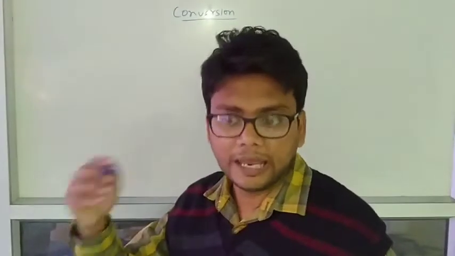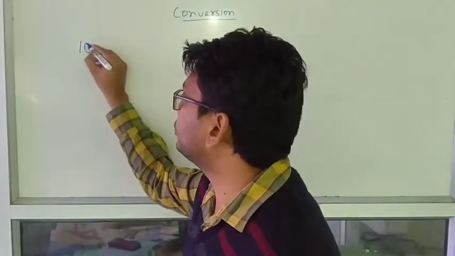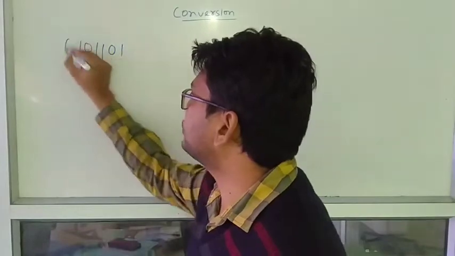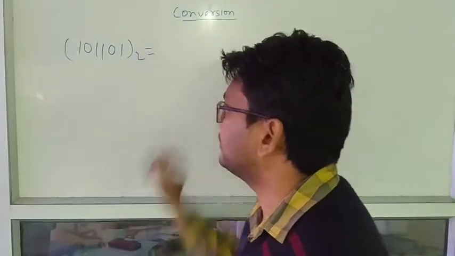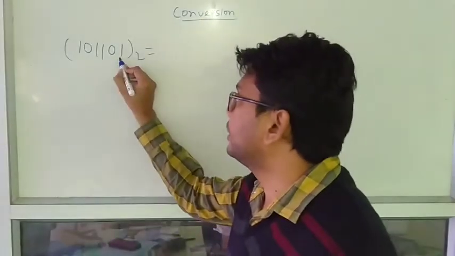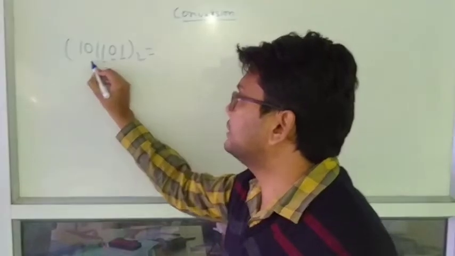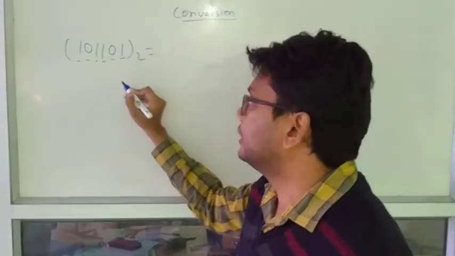Like if we have binary data such as 1 0 1 1 0 1, suppose this binary number is given and we have to convert it into decimal, then what procedure do we have to follow? First of all, just check the position of all the digits of the integer part.